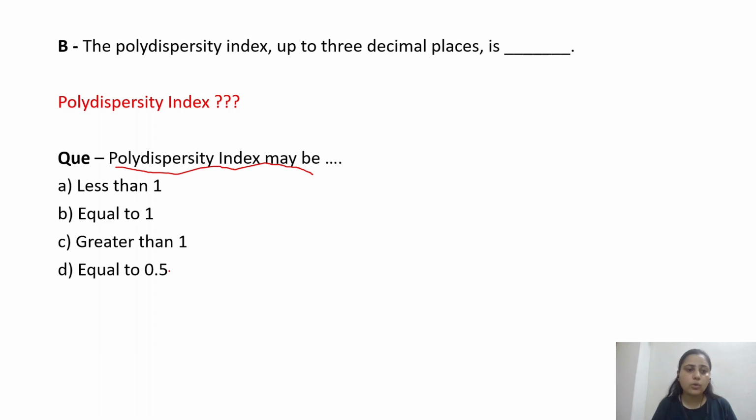So the polydispersity index, as the formula says, is the ratio of weight average molecular weight to the number average molecular weight. And we know that the weight average molecular weight is greater than the number average molecular weight. So we can say that either the ratio will be greater than 1 or it is equal to 1. So options B and C can be correct in this case.